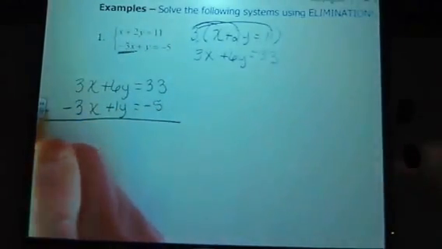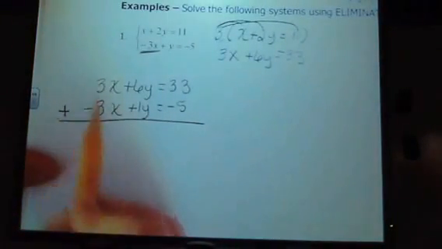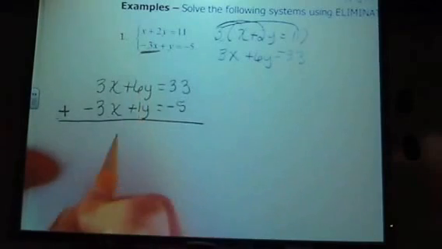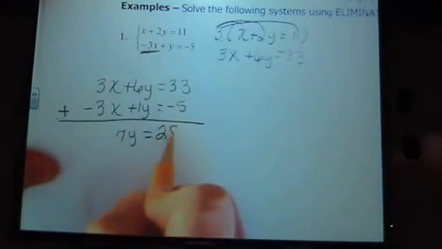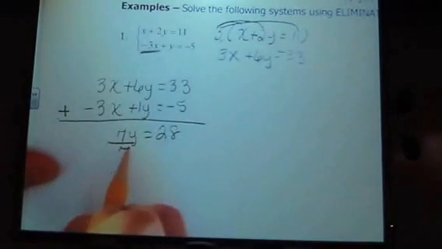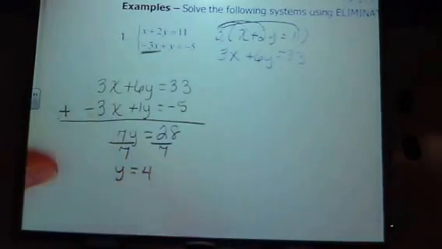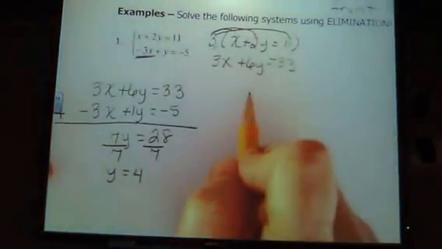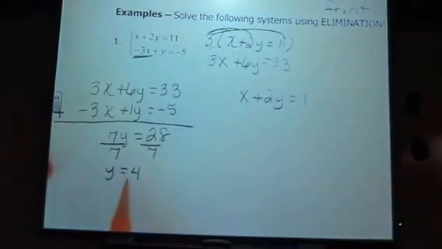So what I can do to solve this system is add. 3 plus negative 3 cancels out. 6 plus 1 is 7y. 33 plus a negative 5 is 28. Solve this one-step equation. So y equals 4. Now that I've solved for one variable, I can pick any equation. I'm going to pick the first one, and I'm going to substitute in for y.